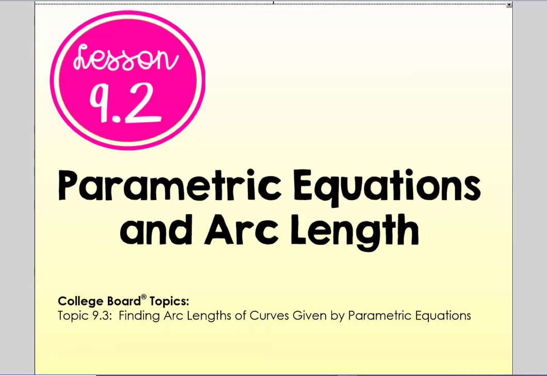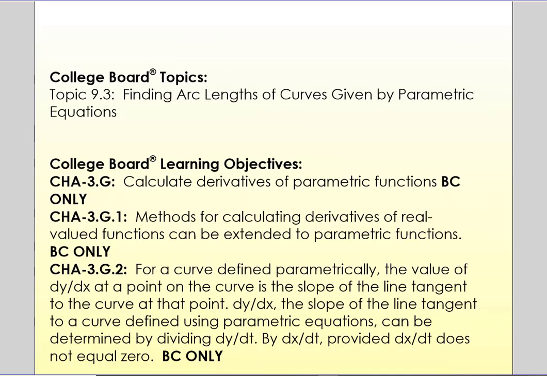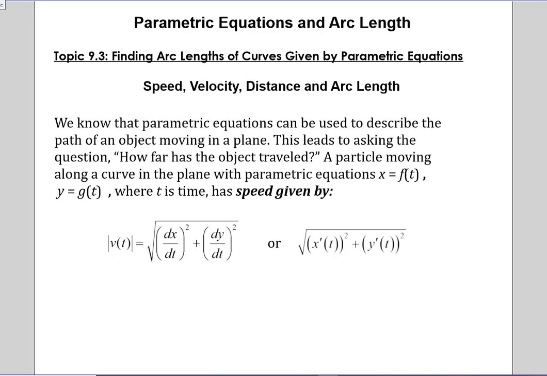Today we're talking about parametric equations and arc length in Chapter 9. We want to be able to find arc lengths of curves given by parametric equations. In this first example, we see that parametric equations can be used to describe the path of an object moving in a plane. This leads us to ask the question, how far has the object traveled?